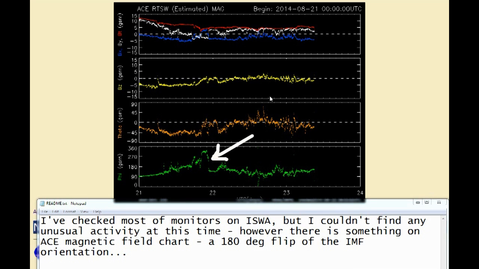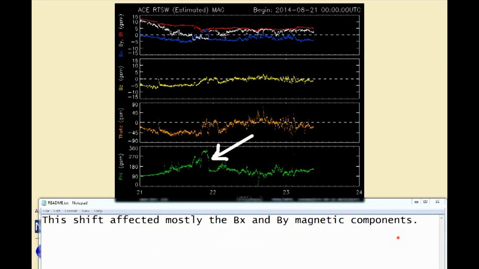I've checked most of monitors on ISWA, but I couldn't find any unusual activity at this time. However, there is something on ACE magnetic field chart, a 180 degrees flip of the IMF orientation. This shift affected mostly the BX and BY magnetic components.